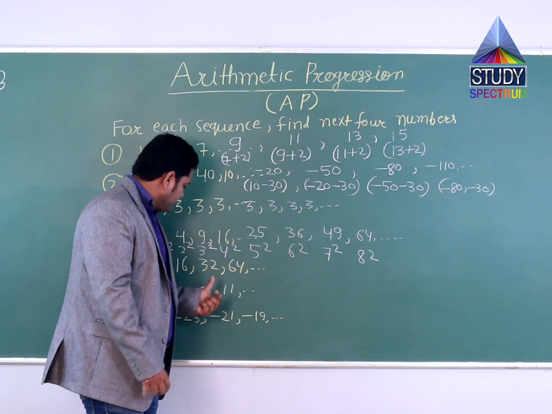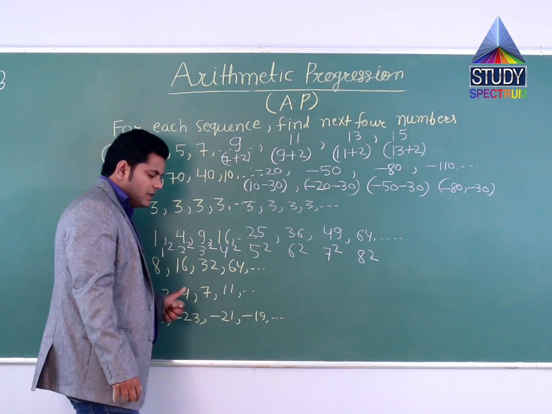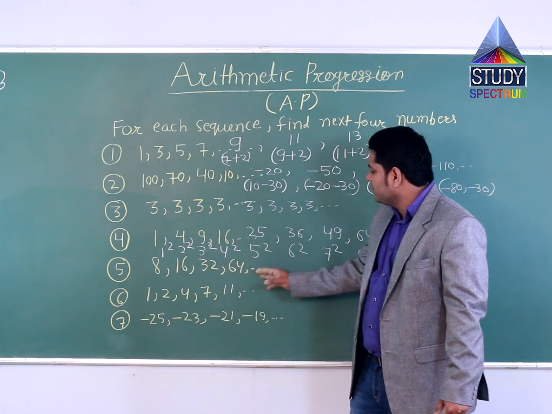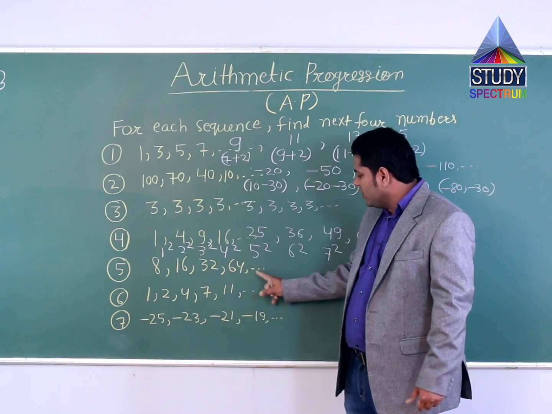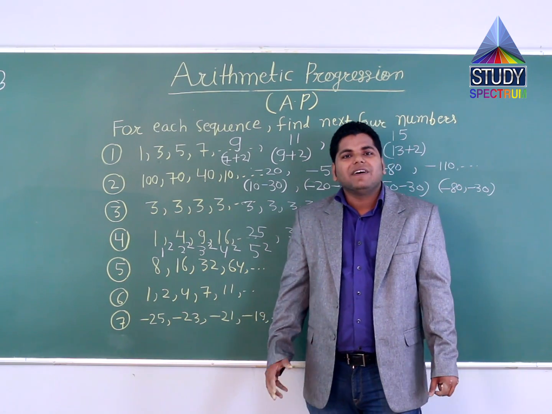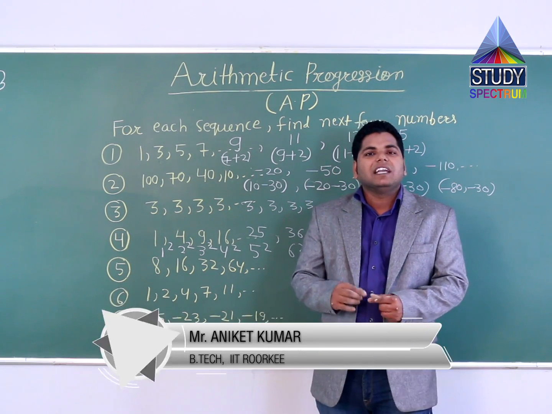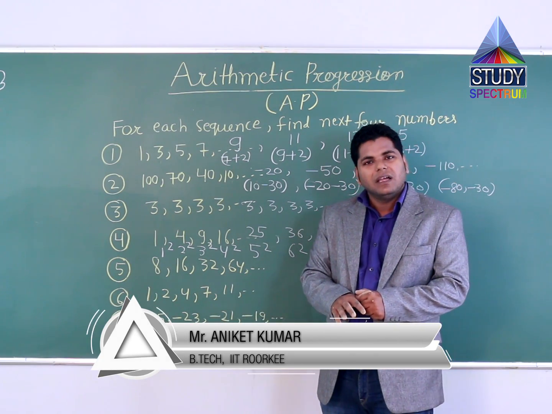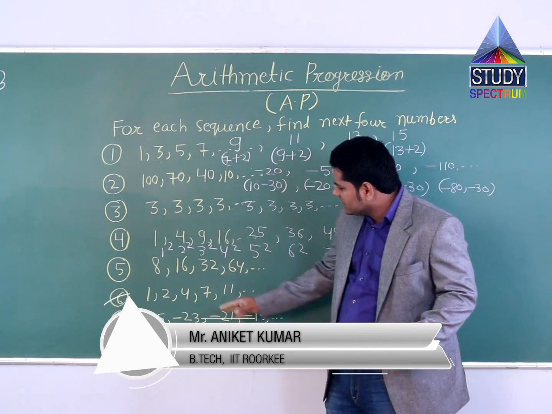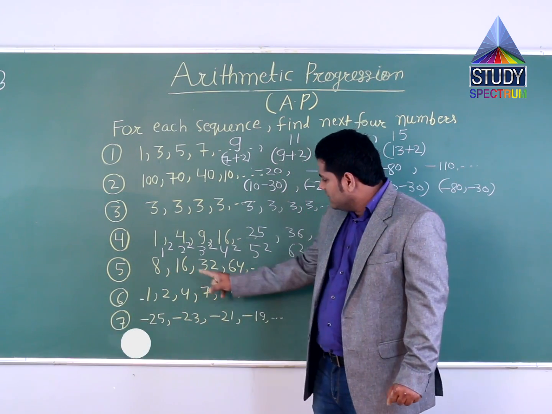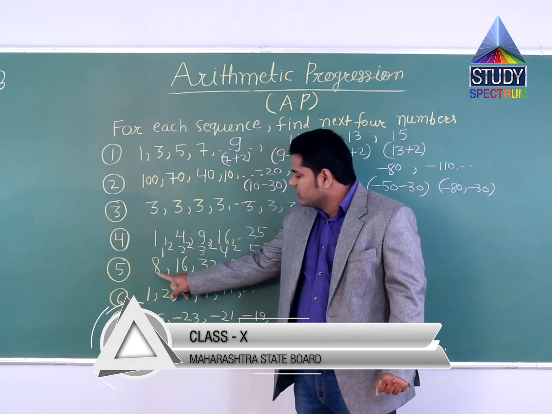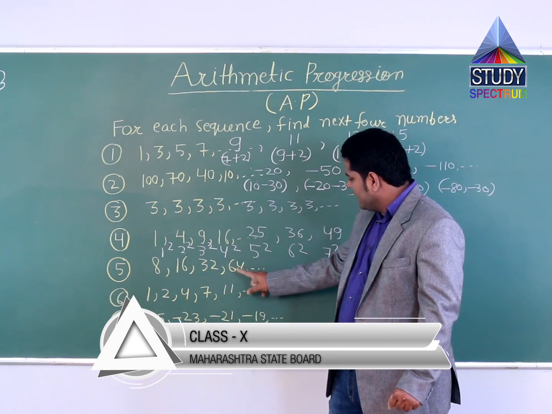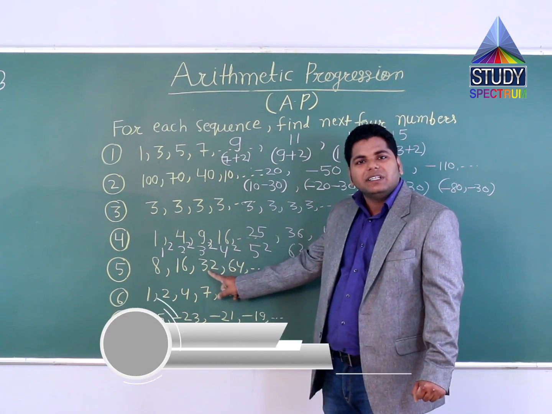Okay, now come to question number 5. It is 8, 16, 32, 64, and so on. The dots mean you are given an infinite sequence, with an infinite number of terms. If you analyze this sequence, you will find a rule. 16 is 2 times 8. 32 is 2 times 16. 64 is 2 times 32.